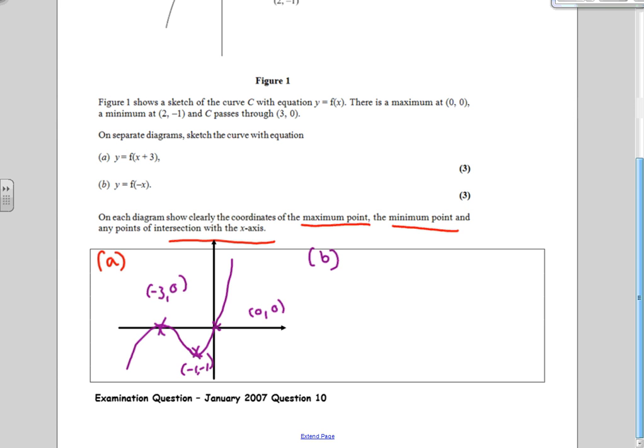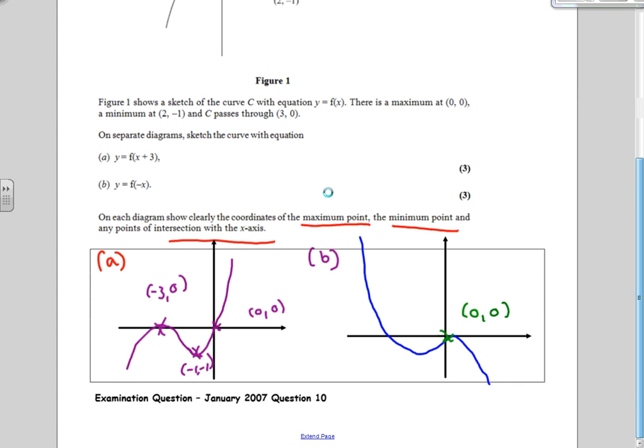So now we have y equals f of minus x, which means that we have a reflection in the y-axis. So here are my axes again. This time we're going to have a reflection in the y-axis. So the graph will look the same, but it'll just be a mirror image of itself. It doesn't have to be a work of art as long as you put on that this point here will still be at (0, 0).